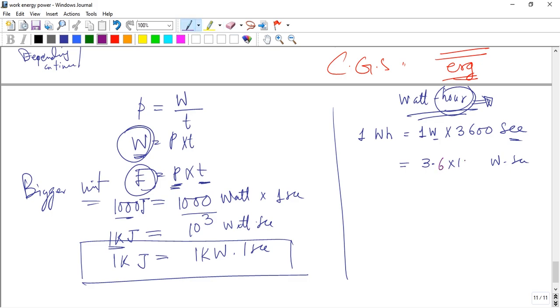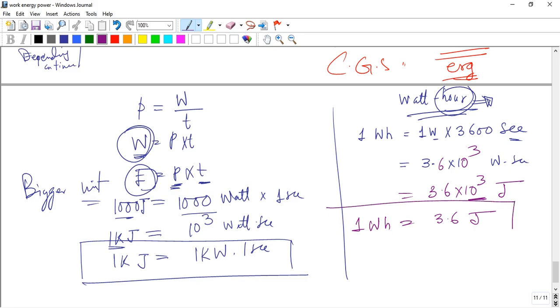3.6 into 10 to the power 3 watt seconds means 3.6 into 10 to the power 3 joule. Now 10 to the power 3 represents kilo. So 1 watt hour equal to 3.6 kilojoule. Very important. The watt hour represents kilojoule.